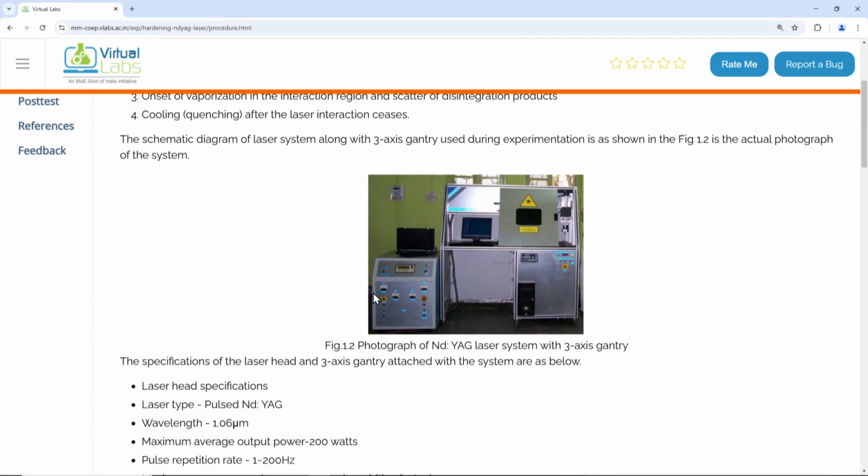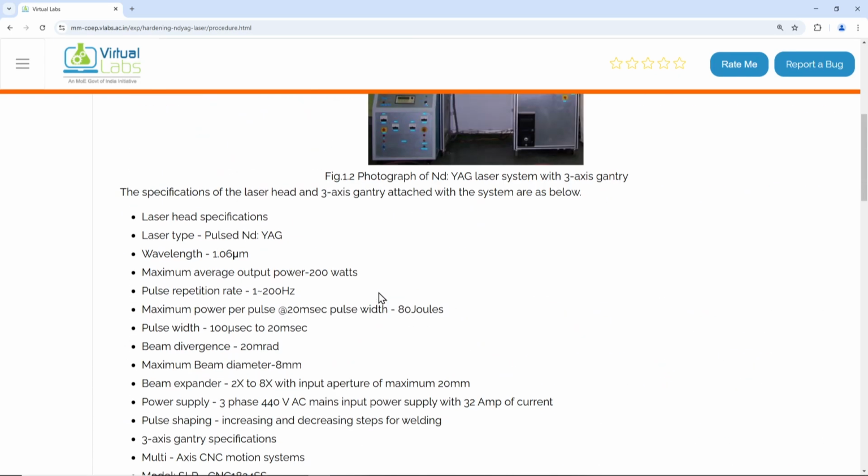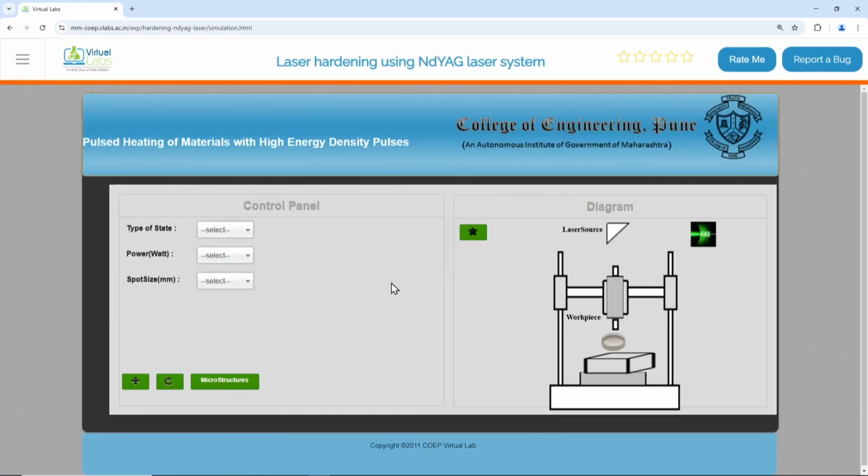Let me try to see the procedure. It says, let us go to the simulation, and how does the simulation help. Here we have the type of state, pulsed or continuous, the power in wattage, and the spot size. This is pulse heating of materials with high energy density pulses. Let me add this parameter here. The maximum depth obtained is 69.3 micrometers, and the maximum width is 1328.73 micrometers.